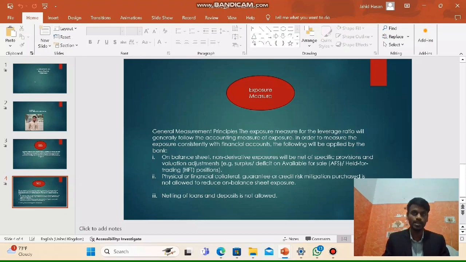So we have to say that the loss exposure includes both on balance sheet exposure and off balance sheet items, or we can say that the exposure measure of the leverage ratio will be the sum of on balance sheet exposures and their derivatives exposure, SFT exposures and OBS items.